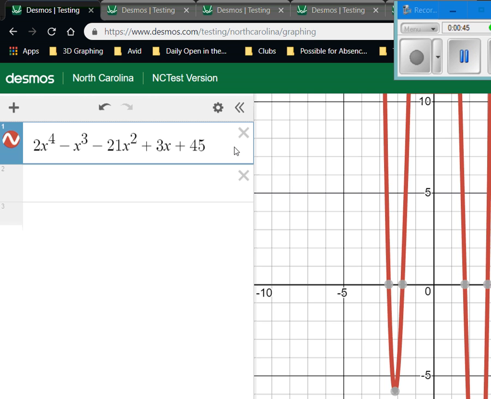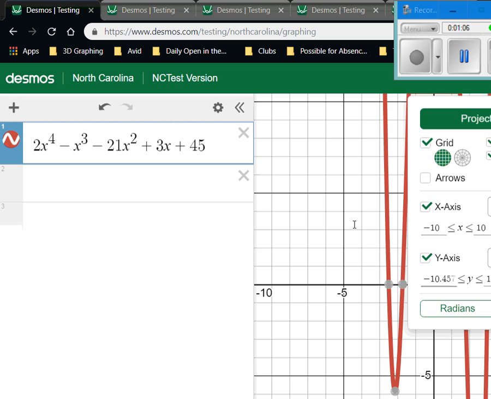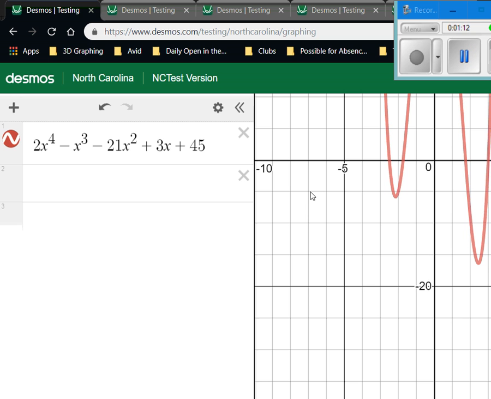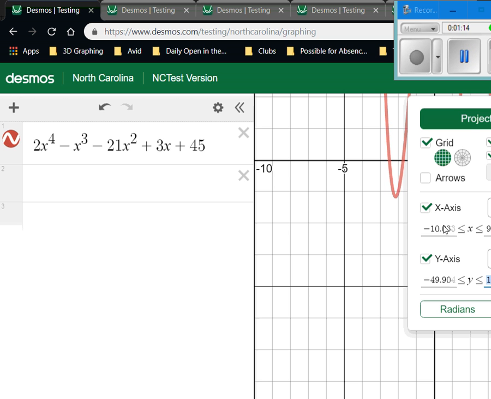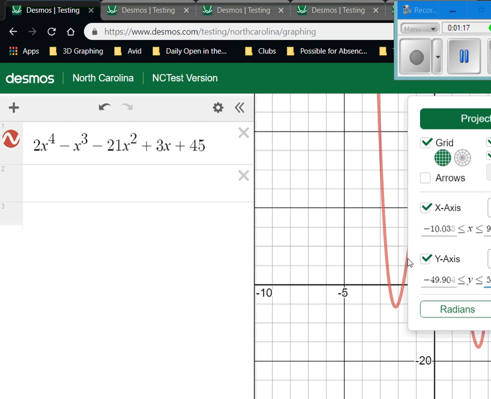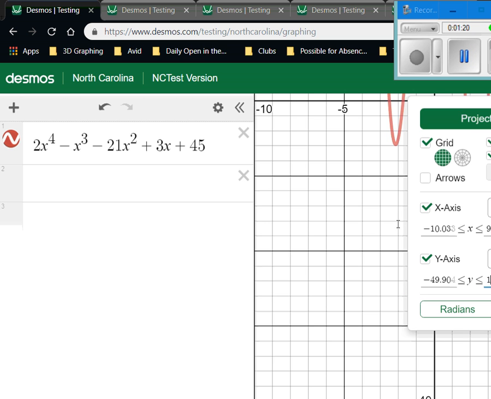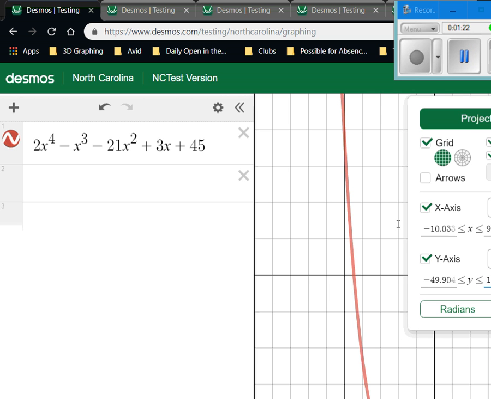Does this make sense? This is 2x to the fourth, which means it's an even degree polynomial, and the leading coefficient is positive, so that means it's going to start off towards positive infinity, and it's going to finish towards positive infinity, which we have both of those characteristics here. If we were to change the x and y values of our graph, we would see that that does indeed happen. And so as I just change how the graph looks a little bit.